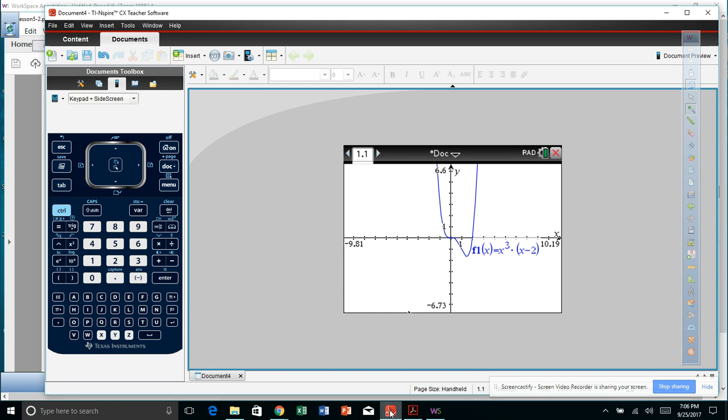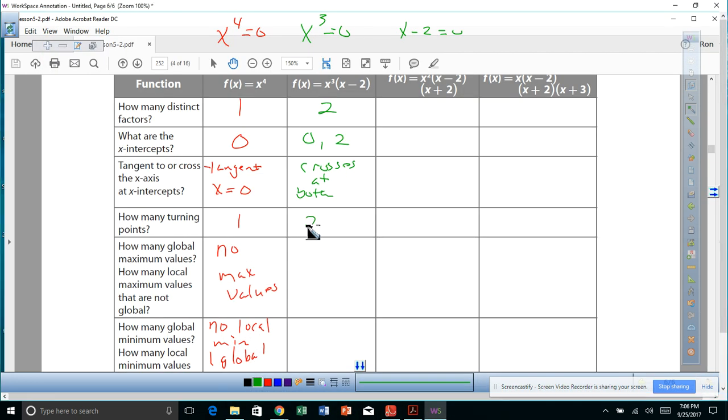Okay. 2 turning points. Okay. How many global maximum values? How many local maximum values? No maximum values. Now, what about local? What about minimum values? How many global minimum values?